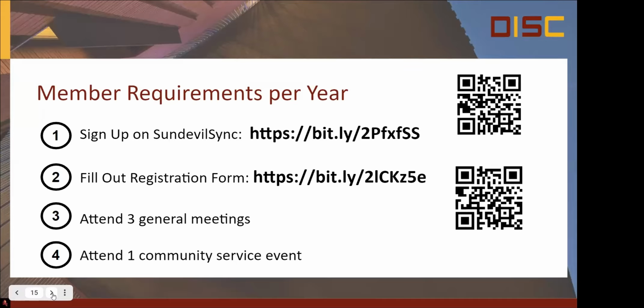However, there are certain requirements to be a member. The first one is sign up on Sun Devil Sync. Here is the bit.ly for that. Fill out the registration form that's on there and attend 3 general meetings and 1 community service event per year. That's when you become an active member, and that's when you can add DISC on your resume. Members also get perks such as attending the annual information systems conference and getting cool swag like t-shirts, caps, water bottles, and stickers.